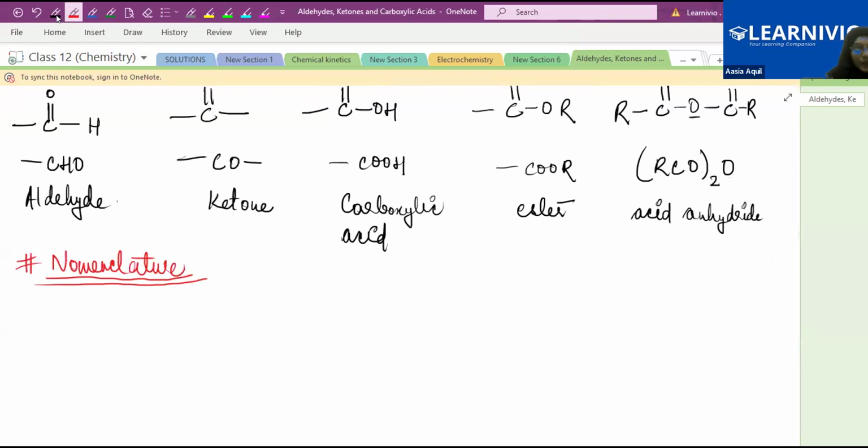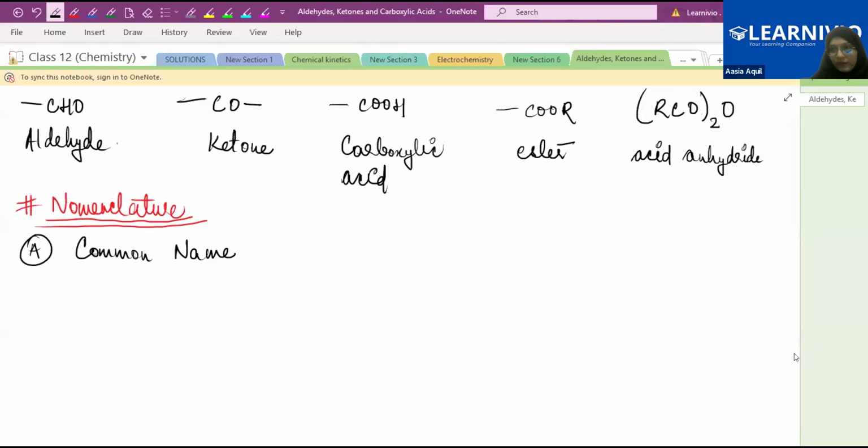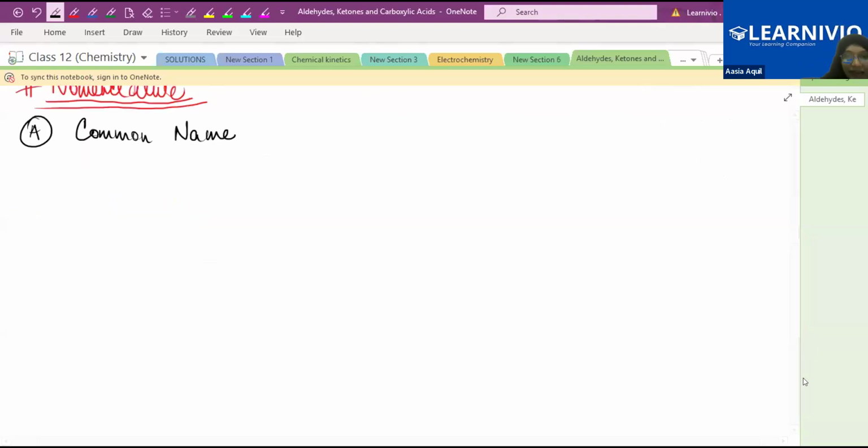Nomenclature. First, we will discuss the common name. How we can write down the common name of your aldehyde and ketone. Now see, if this CH3 and this CO group is attached, the methyl group attached to this carbonyl CO group, CH3CO, this group is known as acet group.